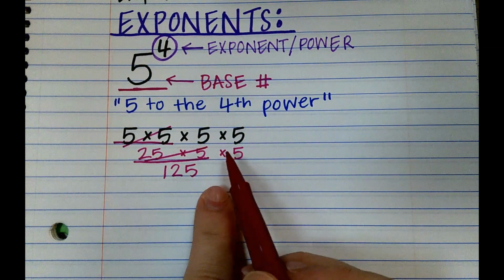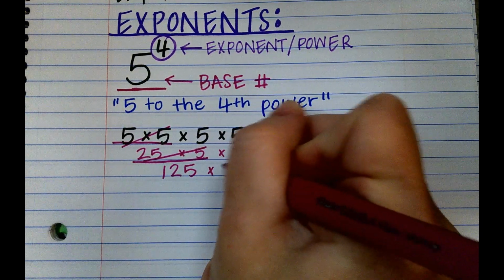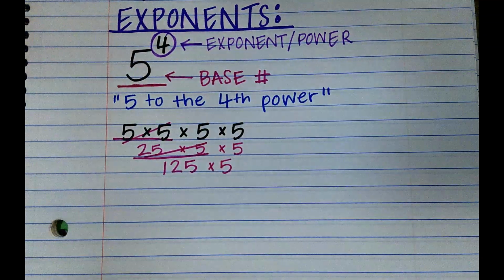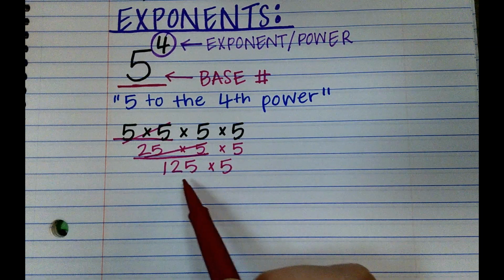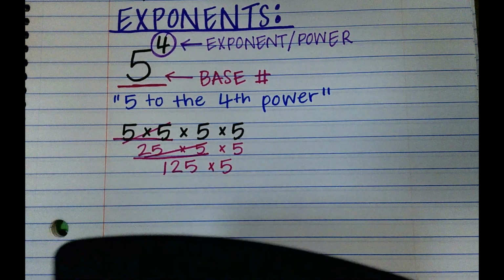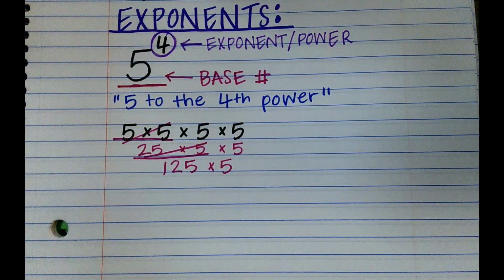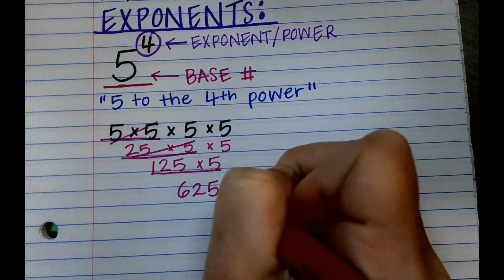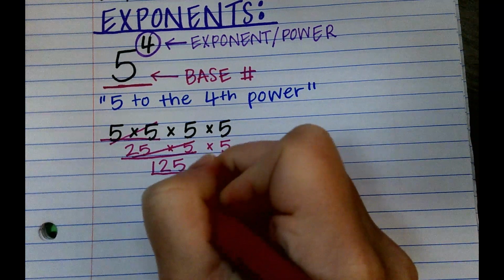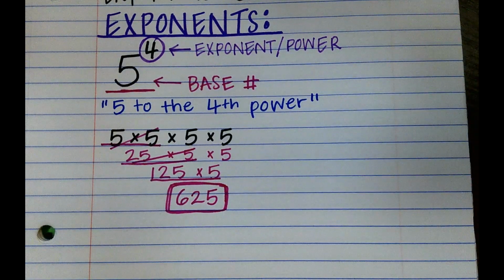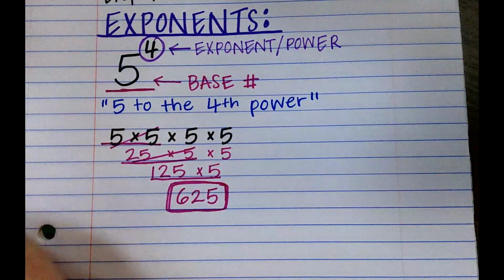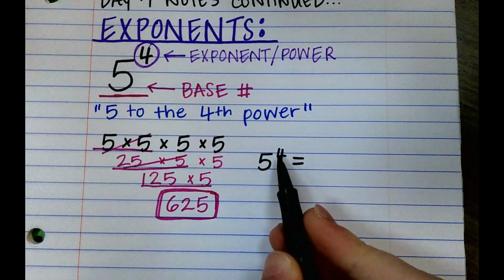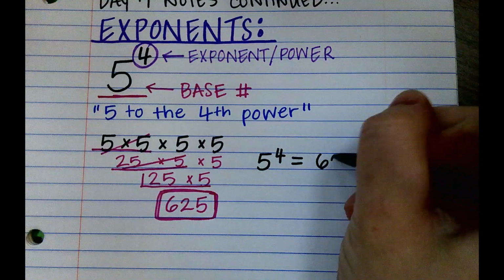All right. Now I still have another times 5 left. So you just keep going until the 5s are over with. That's right. So what's 125 times 5? It's going to be a big number. 625. Yeah. So the answer, what is 5 to the fourth power? It's 625. We'll write that out: 5 to the fourth power equals 625.